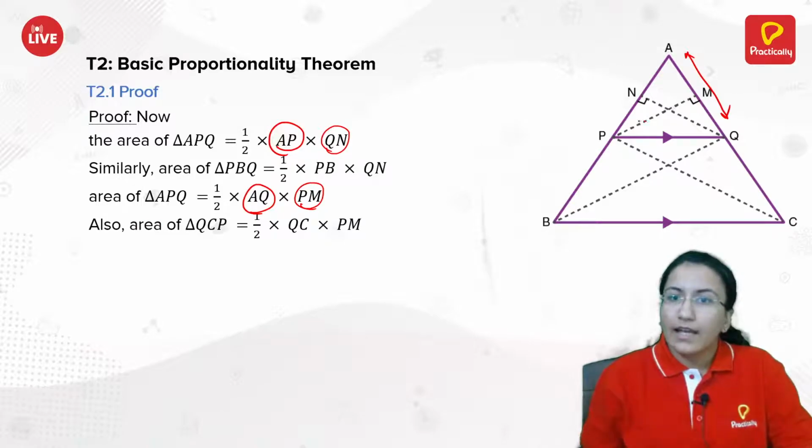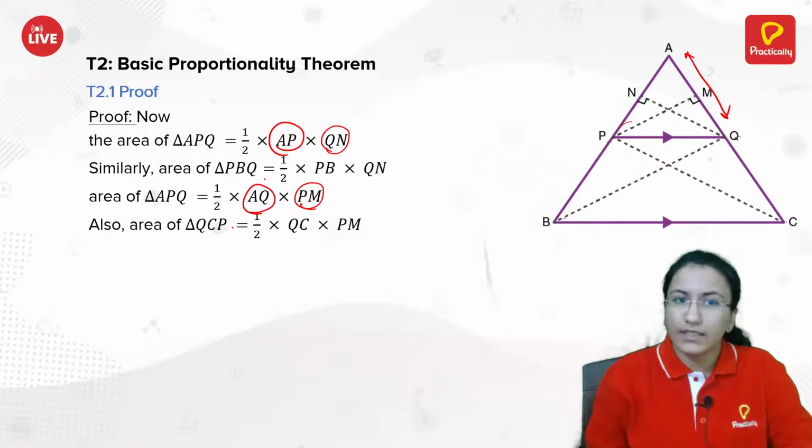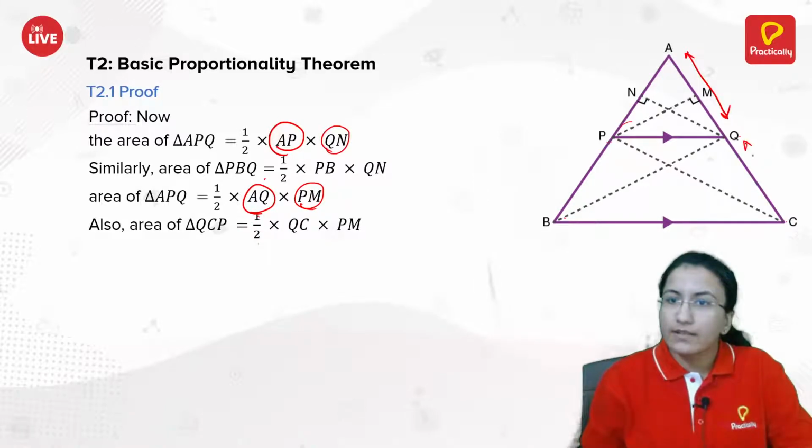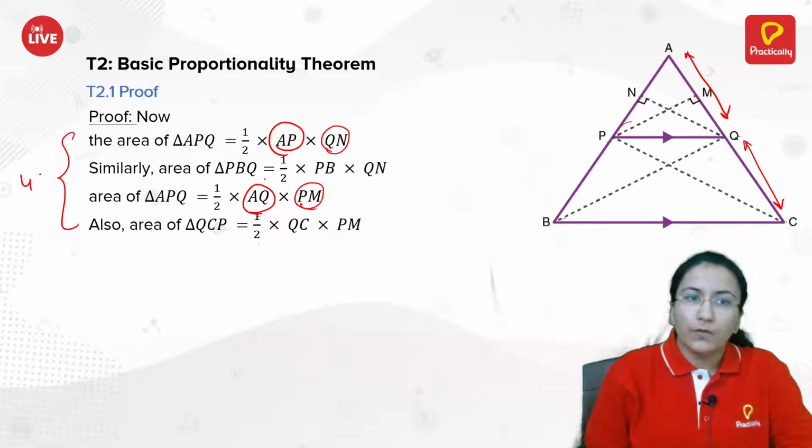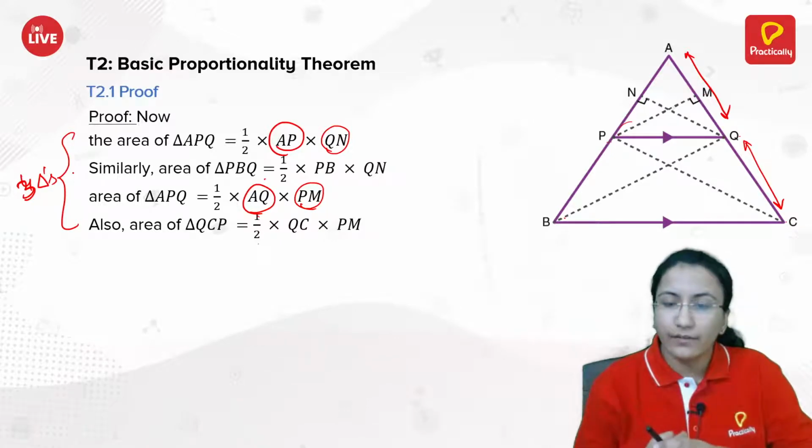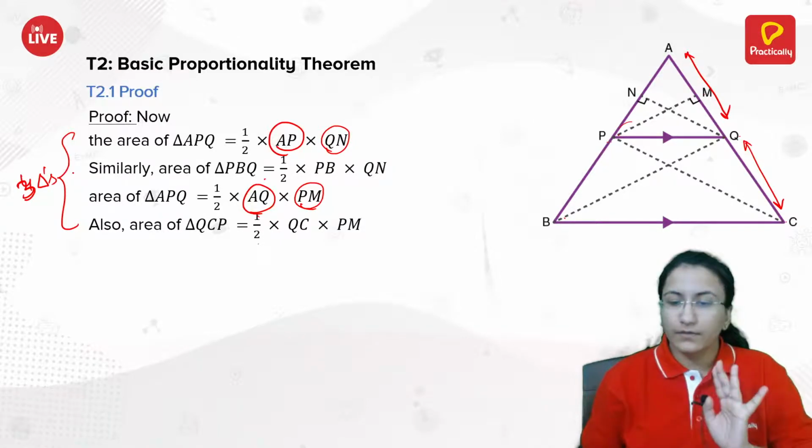And in a similar way as we have done for PQB, in the similar pattern I have written the area of PQC. For PQC, you have half into base, which would be considered as QC, and its height will be PM, right? So you have half into base, that is QC, into height, that is PM, as its area, right? So we have written the area of 4 triangles. Basically these are 3 triangles, but for one triangle I have written the area in 2 forms. So we have basically the 4 areas.